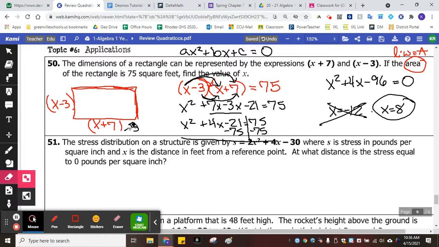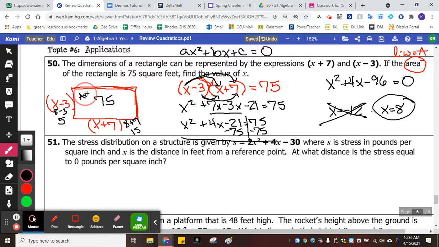So usually the negative one's not going to be your answer, but sometimes these equations will have it be negative. But you can always check your answer. So if x is 8, like I'm saying it is, 8 minus 3 is 5. And 8 plus 7 is 15. And 5 times 15 is 75. So we know we got the right one. Because if I multiply them, I get an area of 75. And that's what we were looking for.